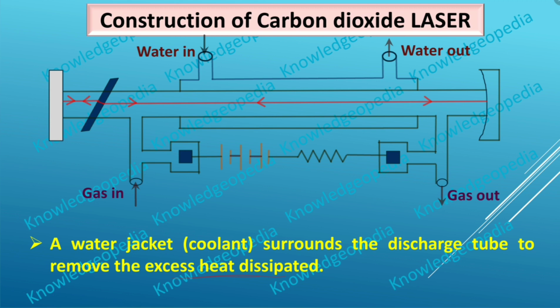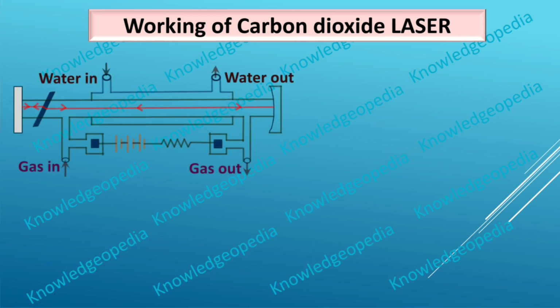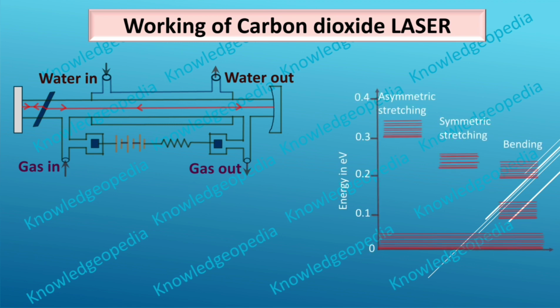Now coming to the working of this carbon dioxide laser, this is what we have seen as the construction, and in the previous video we saw the different energy levels due to the vibrational modes of carbon dioxide, and these energy levels are responsible for the lasing action. As we discussed, this is the energy level associated with asymmetric stretching mode, and this is because of symmetric stretching mode, and these two are doubly degenerate energy levels which occur due to bending of the molecule.